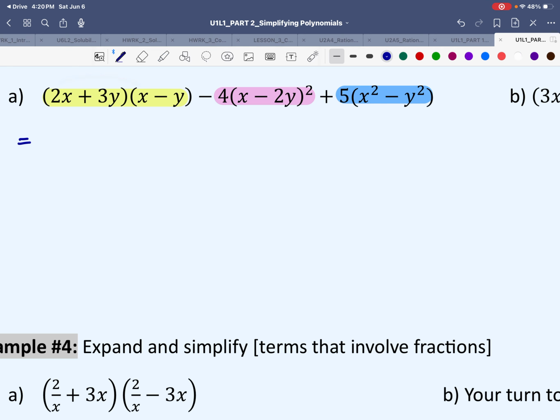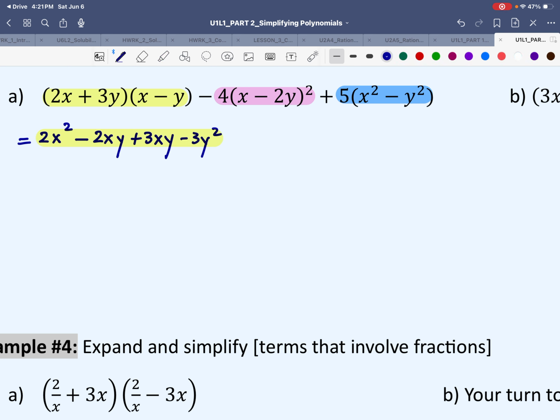So we are going to multiply 2x by x to get x squared. And then 2x by negative y, negative 2xy. And then we have 3yx, or 3xy to keep things in order, and minus 3y squared. So that would be what we get from the yellow product.